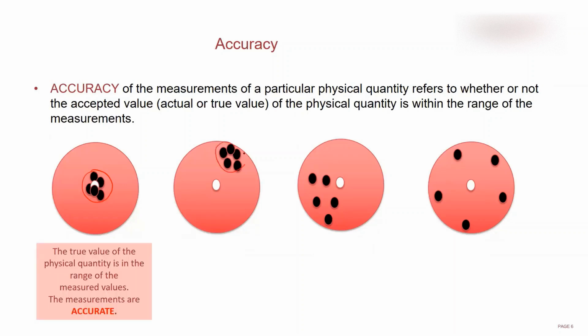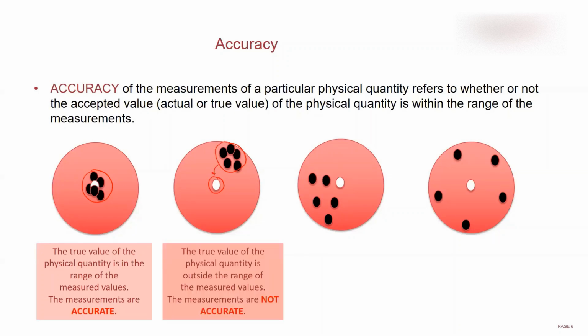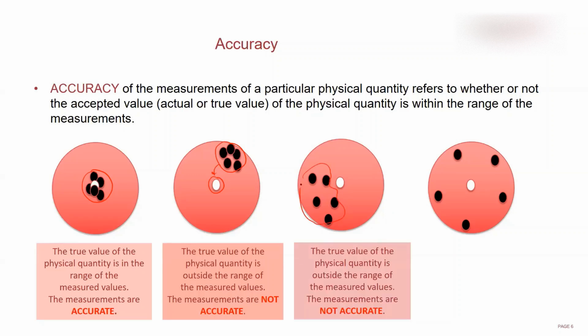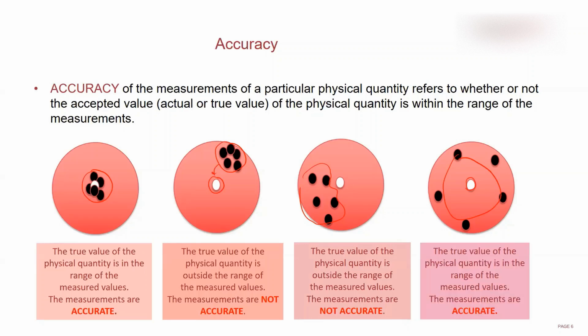In the second set of readings, the white dot is away from the black dots. It is not within the range, so it is not accurate. Same with the third set of readings, not accurate. In the fourth set of readings, even though the black dots are not close to each other, the white dot is within the range, so those measurements are also accurate.